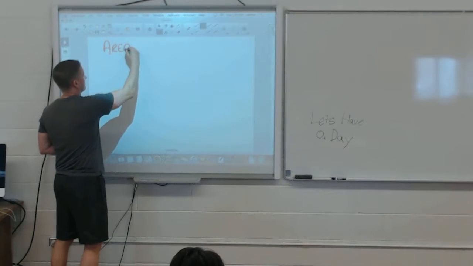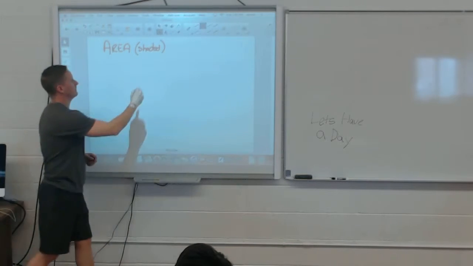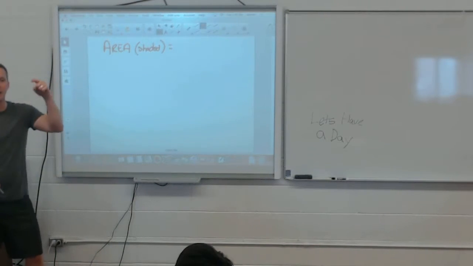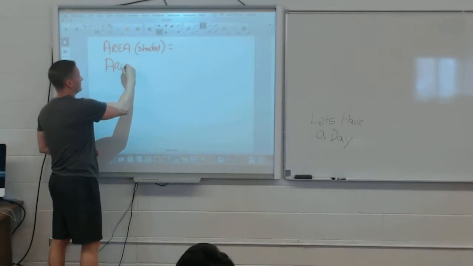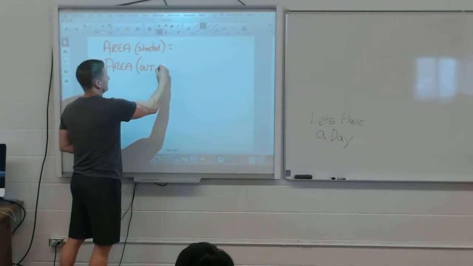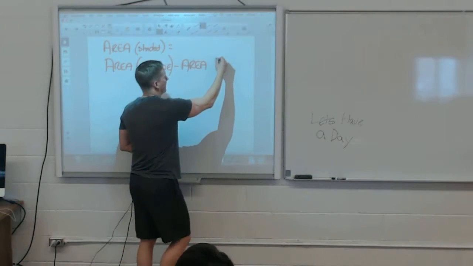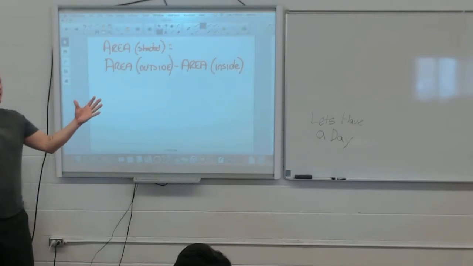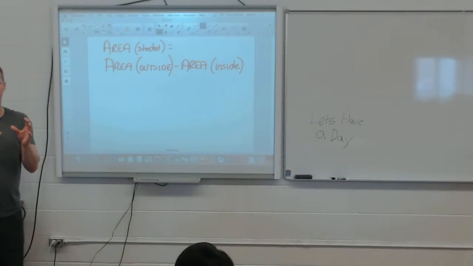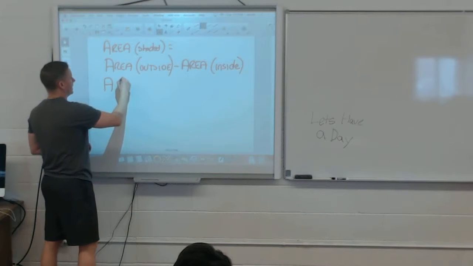All right, but this is the first part of it I want to talk about. Area of the shaded. How do I find it? I'm going to take the area of the outside, the entire area, minus the area of the inside. And in this particular question, I'm taking the entire area minus the play area.